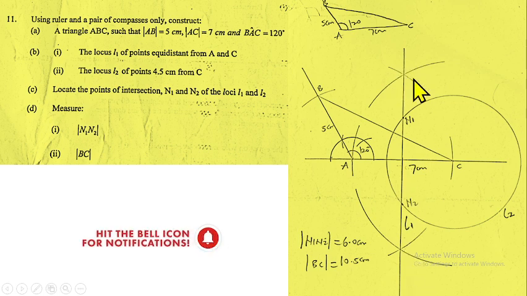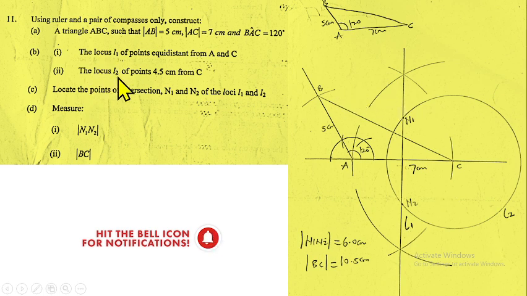Then locate the center of these two, where the two arcs join here, locate the center here as well. Then place your ruler and join them together with a straight line. So you have something like this as well, and you label it L1.